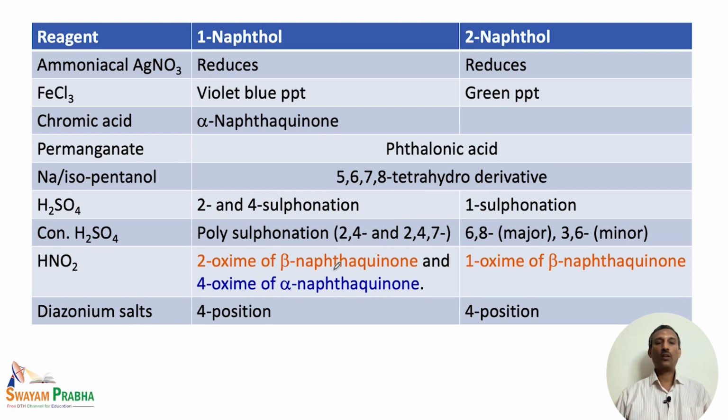Nitrous acid gives the corresponding oximes. So, the 2-oxime of beta-naphthoquinone and the 4-oxime of alpha-naphthoquinone are formed when 1-naphthol reacts with nitrous acid. The 1-oxime of beta-naphthoquinone is formed when 2-naphthol reacts with nitrous acid. And in the case of diazonium salts, for 1-naphthol, generally the reaction occurs at the 4th position, and for 2-naphthol it occurs at position number 1. So, this is the difference in the diazonium coupling between naphthol and benzene or similar diazonium salts.